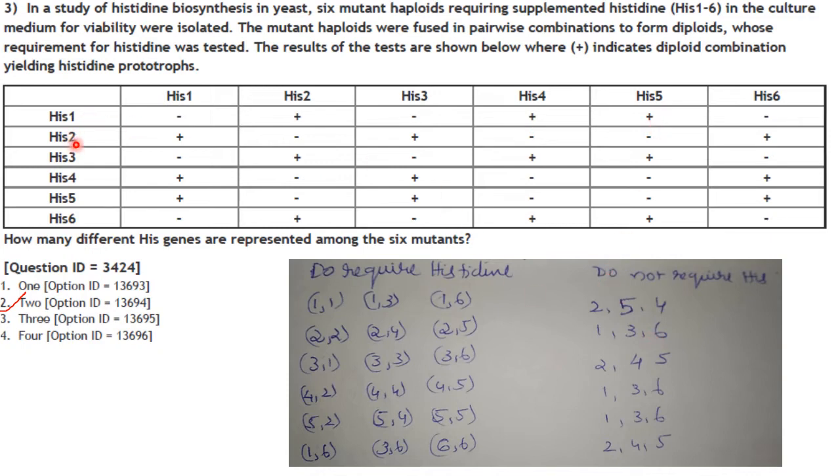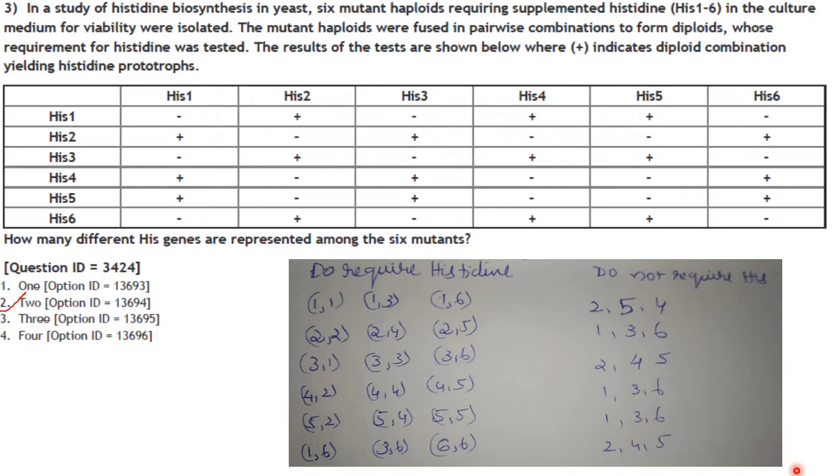Now if you take the case of this one, 2,1, 2,3 and 2,6, it does not require histidine for their growth. Similarly 3,2, 3,5, 3,4 do not require histidine for their growth. Similarly, in the next case also 1,3,6, that also does not require histidine for their growth. Then 2, 4 and 5 also do not require histidine for their growth.